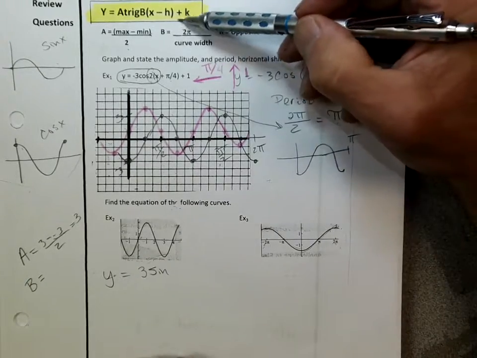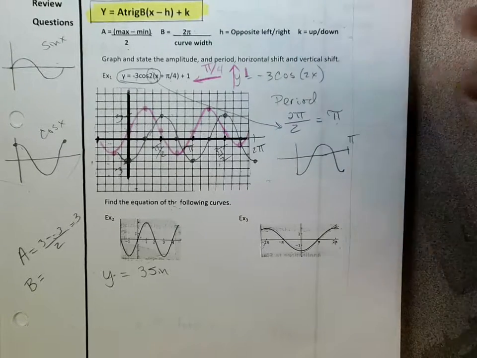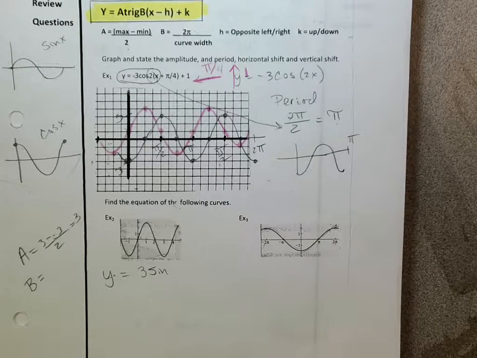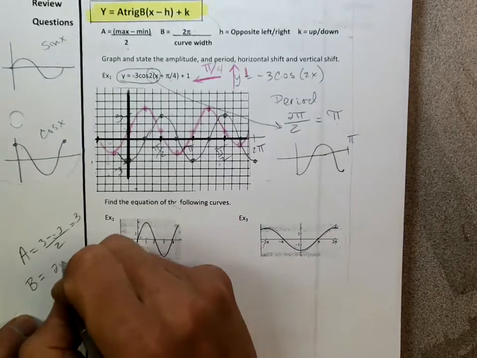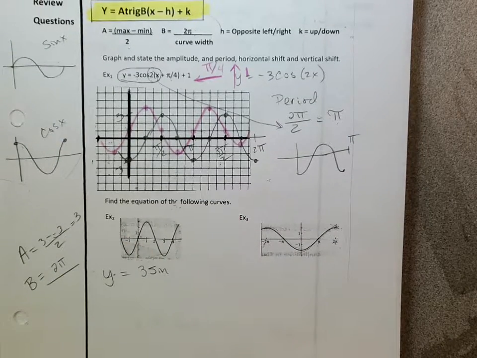Well, according to my little rule here, B is 2 pi, because that's the normal period, and then I'm going to go ahead and divide it by the period of this one to find out what the frequency is. So let's take 2 pi, my little formula says 2 pi, divided by the curve width. So what is the curve width?